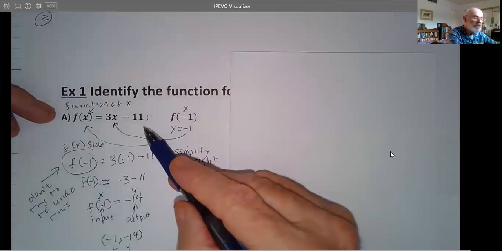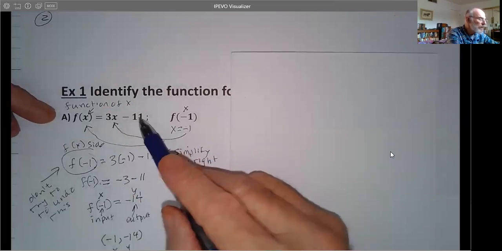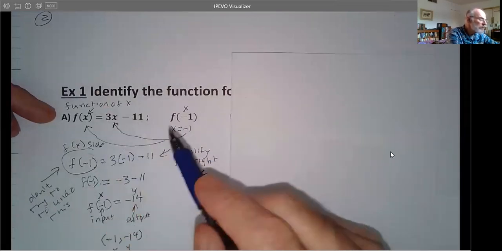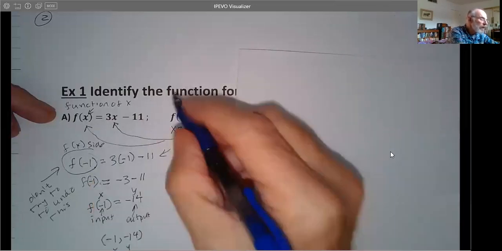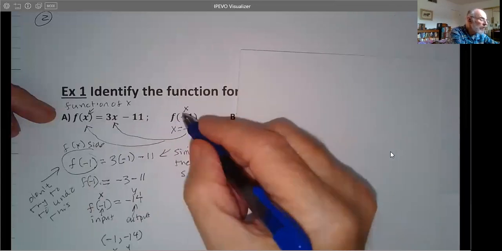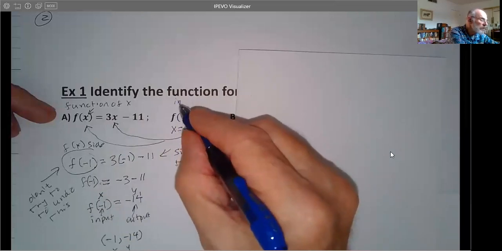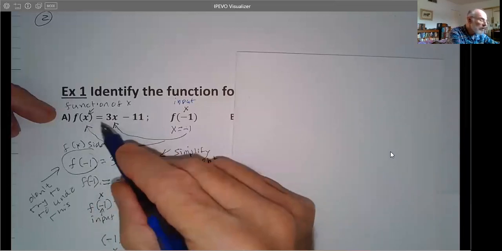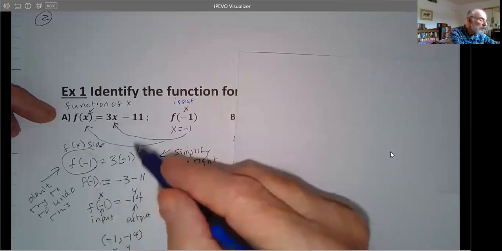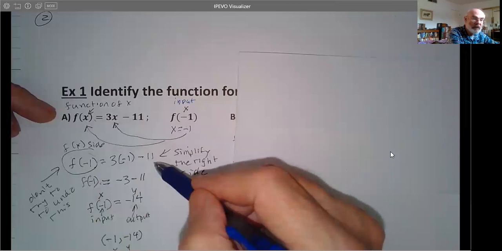Now, most people think this is an equation, and it is, but it's a very different kind of equation. The x is your input. So here we say that we're going to let x equal -1. So this is your input, and your input is being put in where you see the x's, and you replace them. And so then you have f of -1 equals 3 times -1 minus 11.